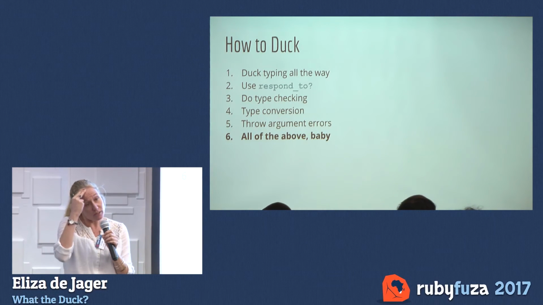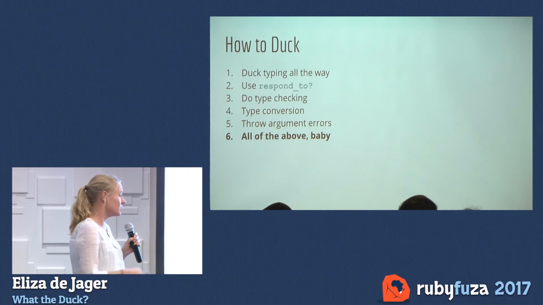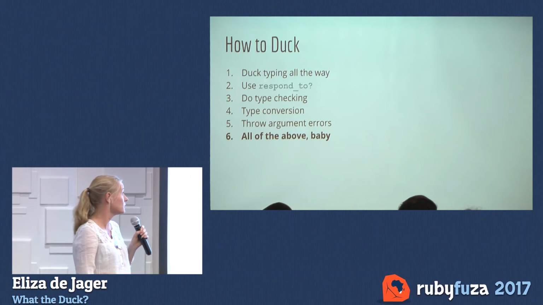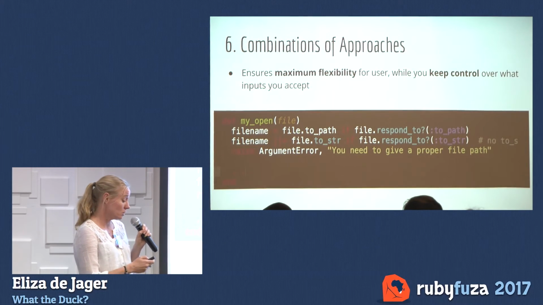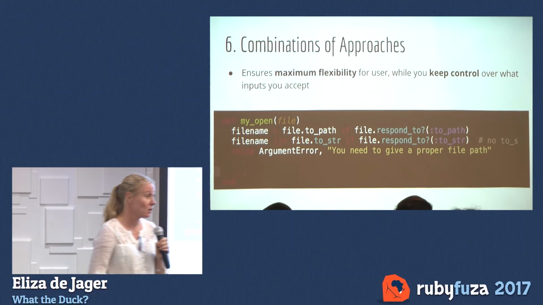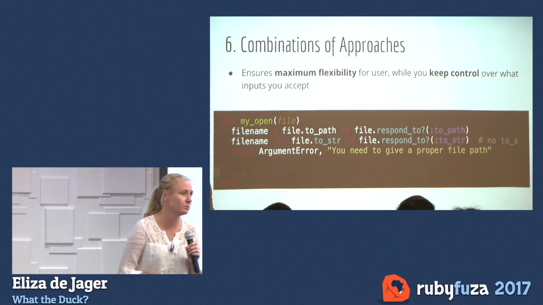Okay, and I think you'll find that the best way to try and handle type errors in your system is to use a combination of all of these approaches depending on the context. And what that's going to do is ensure maximum flexibility for the user while you're still doing your best to keep control over the inputs you accept.